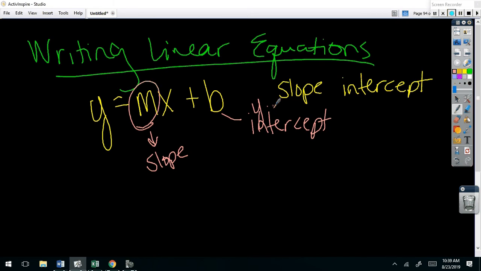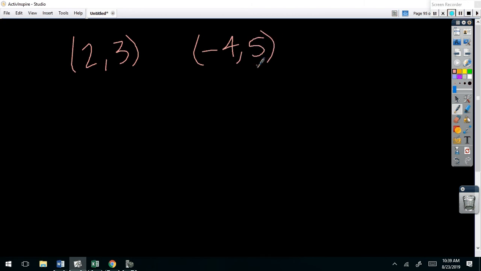Equation. Let's say I have 2 points. Remember, this should be really easy for you. 2, 3, and -4, 5. And I ask you to write the equation of the line in slope-intercept form, specifying what format. What's the first thing you need to do? Find the slope.